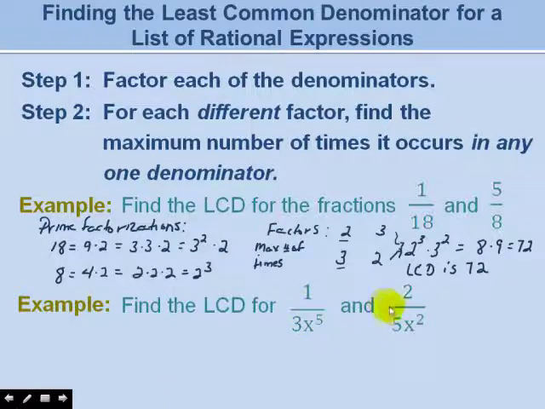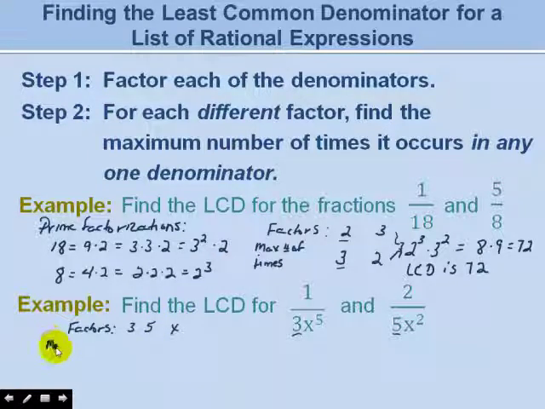Now let's look at how this would work if we have some variables in there as well. And remember, we're not looking at the numerators here at all, only at the denominators. And here we don't have any factoring to do, and even our numbers are already broken down as far as they can be. So we're just looking at our different factors. So the different factors we have are 3, 5, and x.